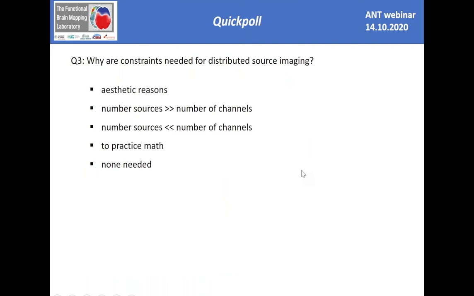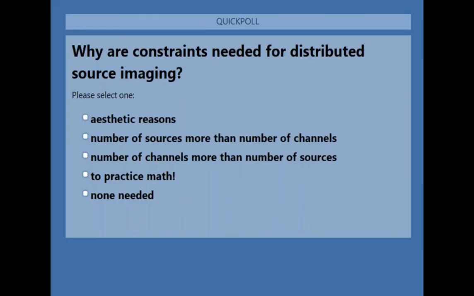And with this, we already arrived at the third question of our poll. That is, why are constraints needed for distributed source imaging? Is it because of aesthetic reasons? Is it because the number of sources are way bigger than the number of channels? Is it because the number of sources are smaller than the number of channels? Is it to practice math? Or is no constraint needed?